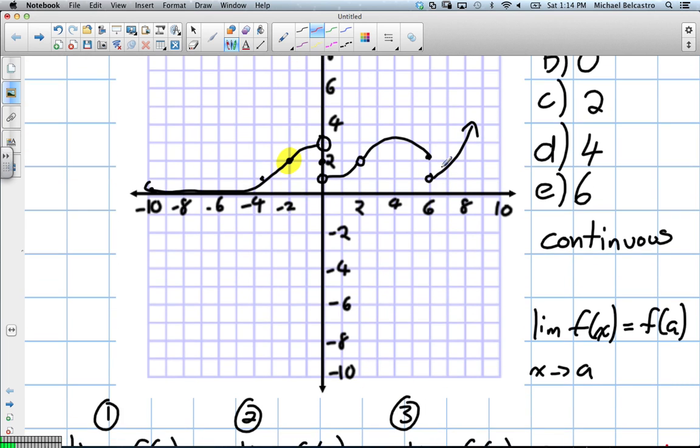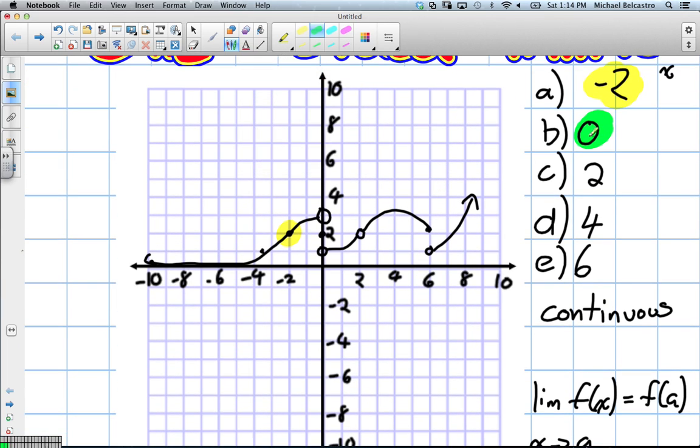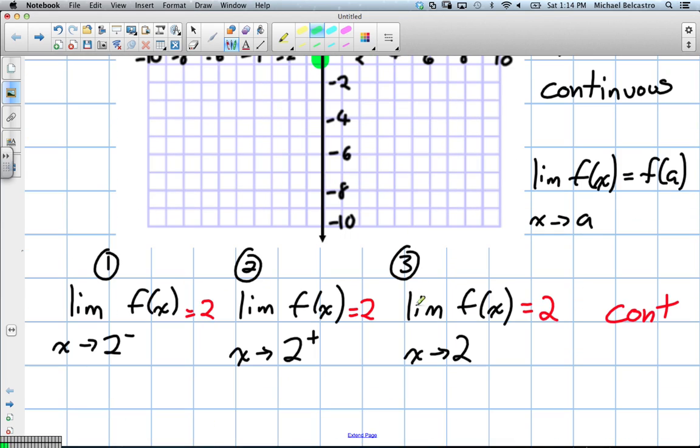Okay. The next one they wanted us to look at was the value of 0. Okay. The value of 0 at x is along this line, we're going to say. And it looks like we have 3 different points for this. So we're going to do the same idea.